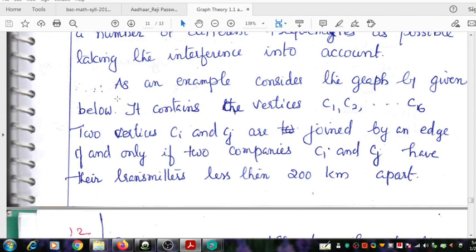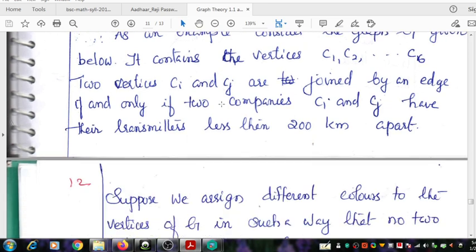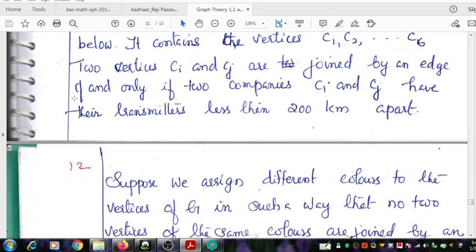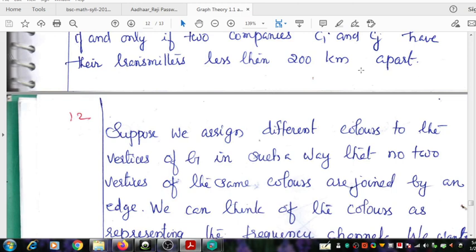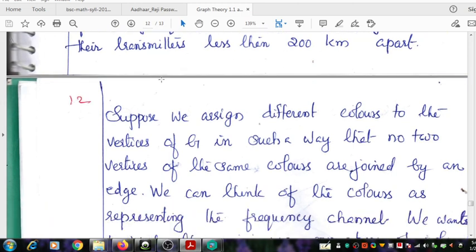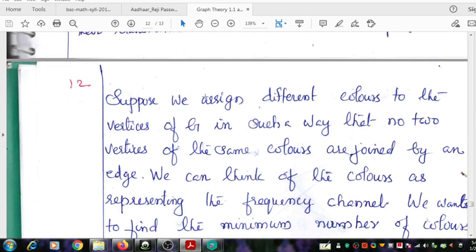To explain it in detail, we take an example. Consider the graph G given below. It contains the vertices C1 to C6. Two vertices Ci and Cj are joined by an edge if and only if the two companies Ci and Cj have their transmitters less than 200 km apart. If the transmitters are less than 200 km apart, then only those two points are joined by a line.